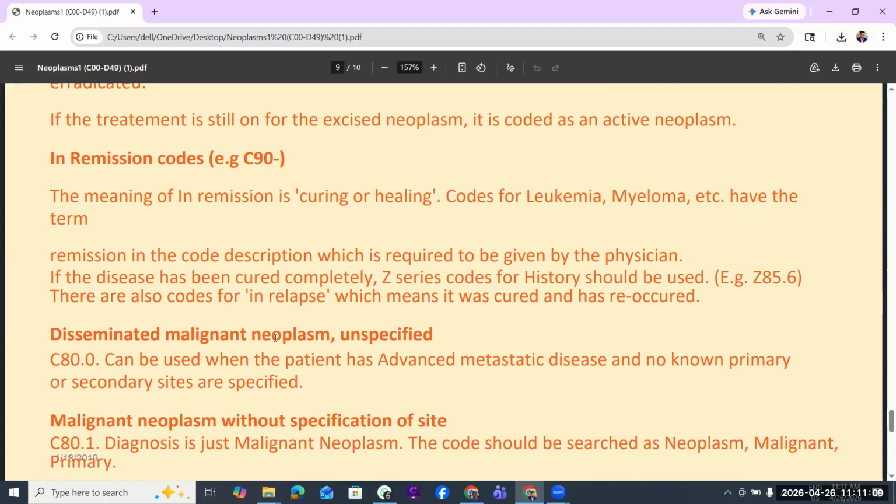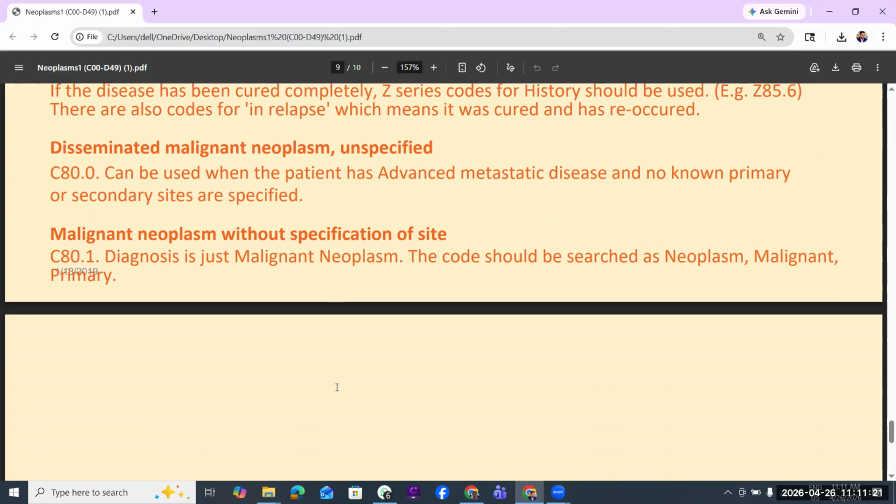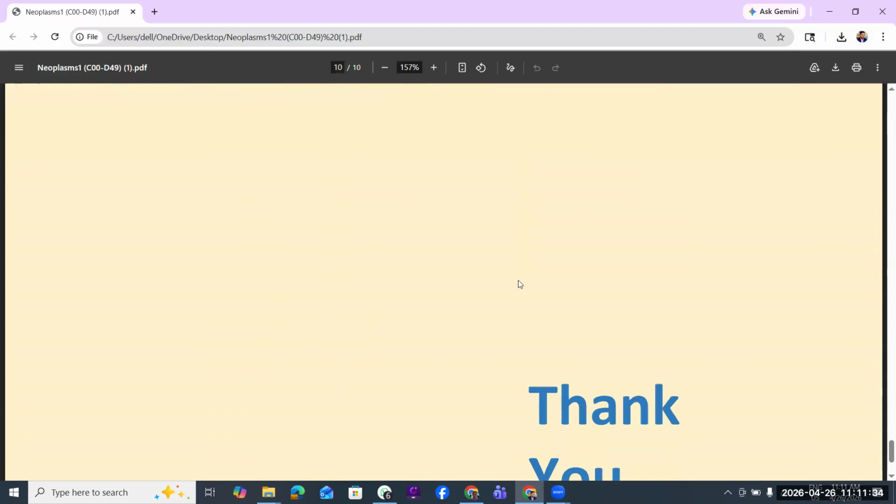Disseminated malignant neoplasm, unspecified, C80.0, can be used when the patient has advanced metastatic disease and no primary or secondary sites are specified in the medical record. Malignant neoplasm without specification of site, C80.1: diagnosis is just malignant neoplasm. The code should be sourced as neoplasm, malignant, primary. So in this way we can find the code and we need to code.